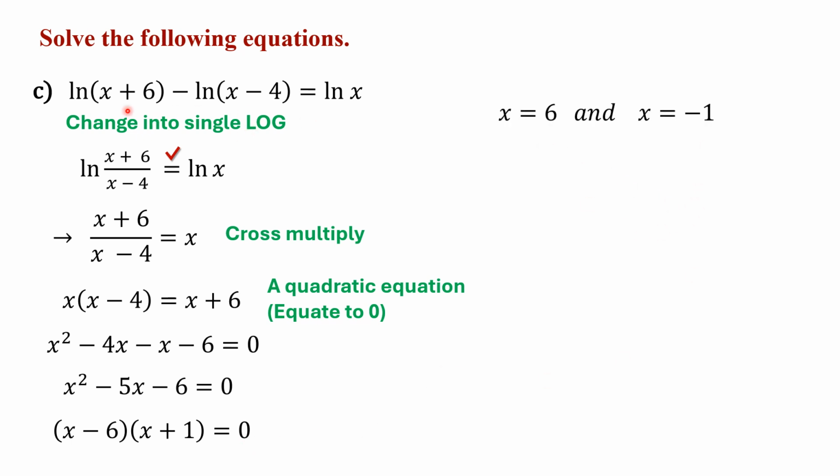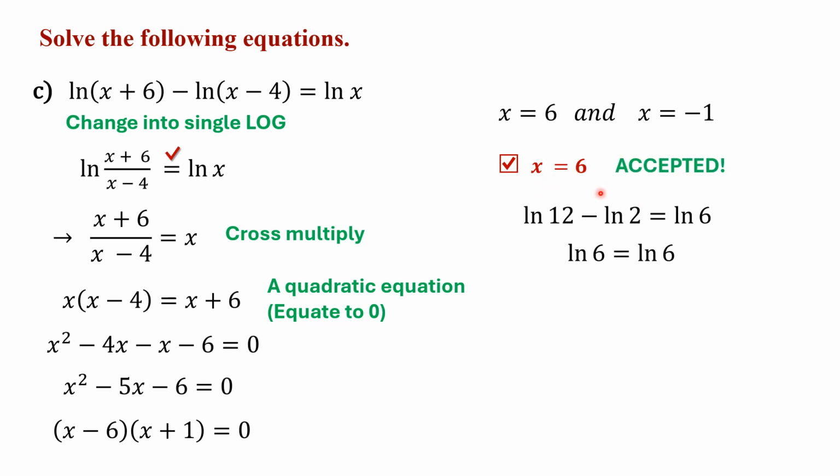And since this is a logarithmic equation, checking is required. So first, when x is 6, substituting the 6 in the given, we will get ln 12 minus ln 2 is equal to 6. If you evaluate the left side, this is ln 6, which is also equal to the right side, which is ln 6. It means this x, which is equal to 6, we have to accept as a solution.